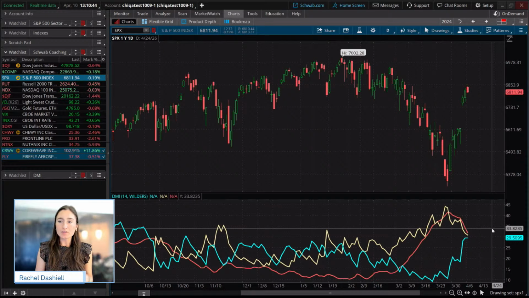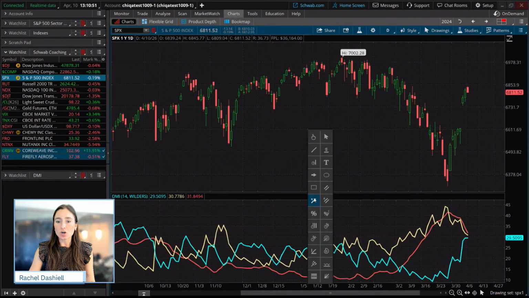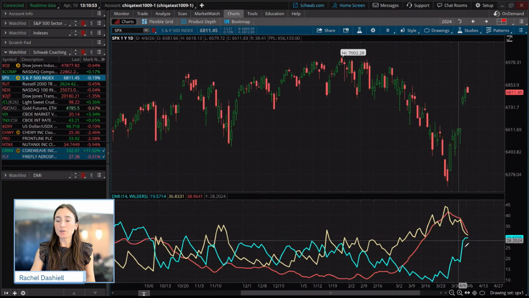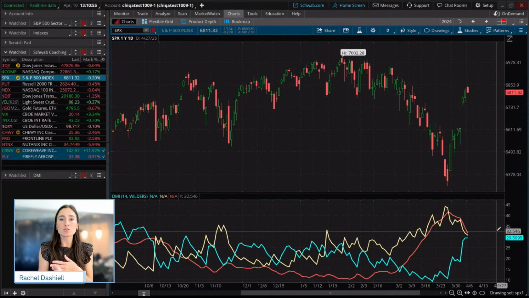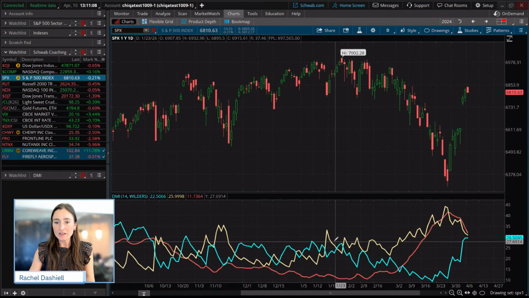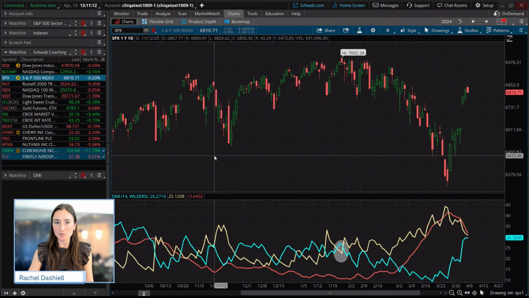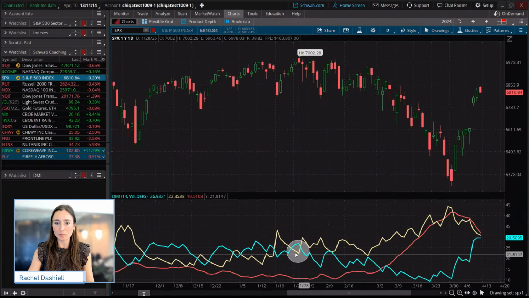Now, the second way to interpret some of these signals is looking at these crosses. Number one, the first thing we want to look at is where those lines are compared to each other. We're in a negative directional movement environment right now, but we also want to look for when these cross and how they cross. The second thing we're going to look for is these minor little crosses, kind of where you see this here. I'm going to zoom in a little bit so you guys can see it a little better.